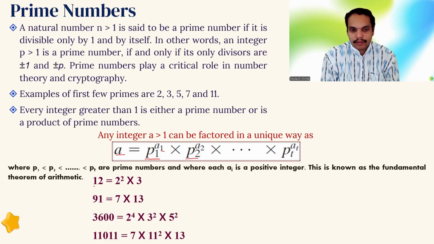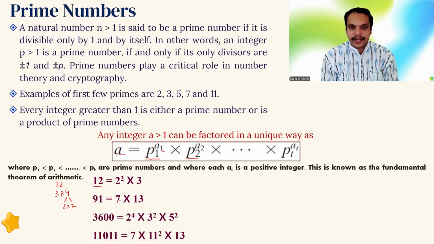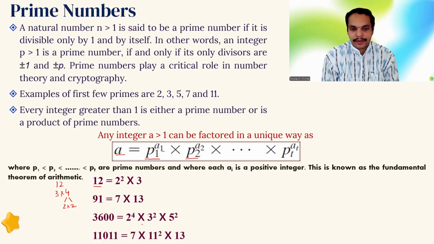Now let me take 12. 12 can be written as 2 squared into 3, because if you divide 12 it is 3 into 4, and 4 can be written as 2 into 2. So 2 squared into 3. Similarly, 91 can be written as a product of two prime numbers, 7 into 13. Similarly, 3600 can be written like this: any number can be written as a product of prime numbers raised to powers. So 2 to the power 4 into 3 squared into 5 squared. All these are prime numbers, isn't it?